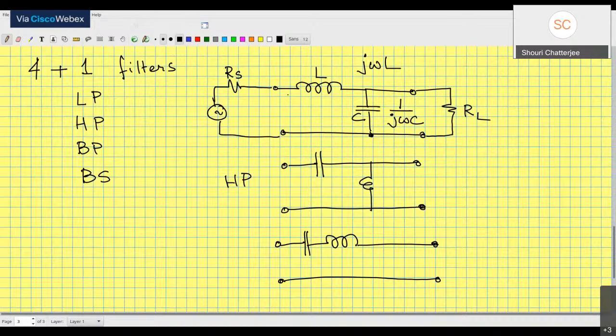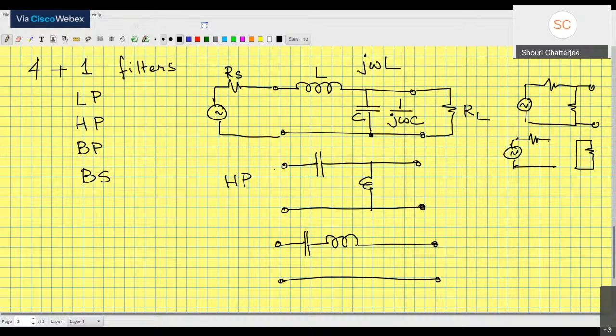So in the low pass filter at low frequencies, the inductor is short, the capacitor is open, so the circuit looks like this. But at high frequencies, the inductor is an open circuit, the capacitor is a short circuit, so the circuit looks like this. So no voltage appears across the load at high frequencies, and low frequencies pass through happily. This is the low pass filter.